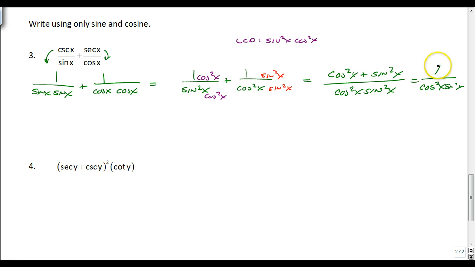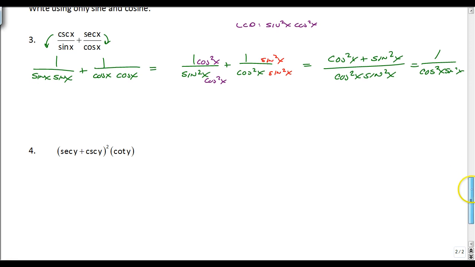If you bring those to the top, you're going to have secant and cosecant. If you try to do Pythagorean identities with that, then you're going to have another mess to work with. So you are actually done. There's nothing else you can do to simplify this further and keep it with sine and cosine. So you are actually done.